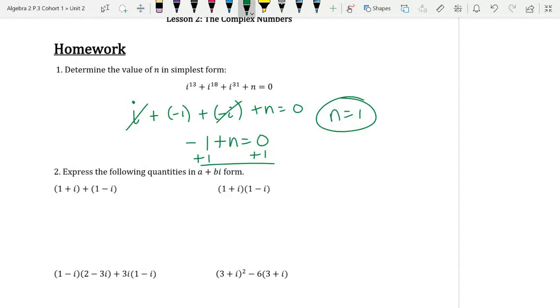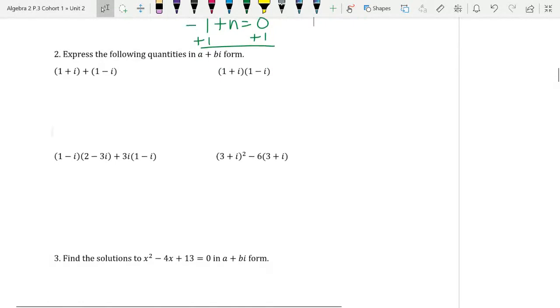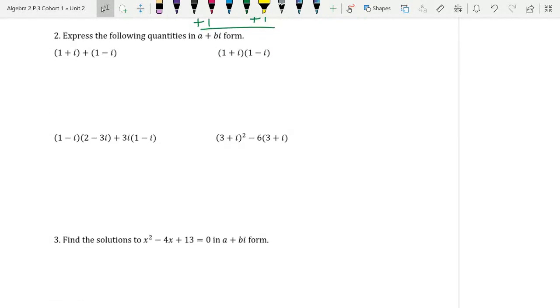For number 2, we have to express each one of these in A plus BI form. A plus BI form is something that's going to come up a lot in this chapter. So when I'm adding expressions, I'm just going to add up my like terms. 1 plus 1 is 2. I plus negative I is 0i, so I'll put plus 0i. That's my answer. I can even type that one in my calculator. I'm hoping you didn't have to.